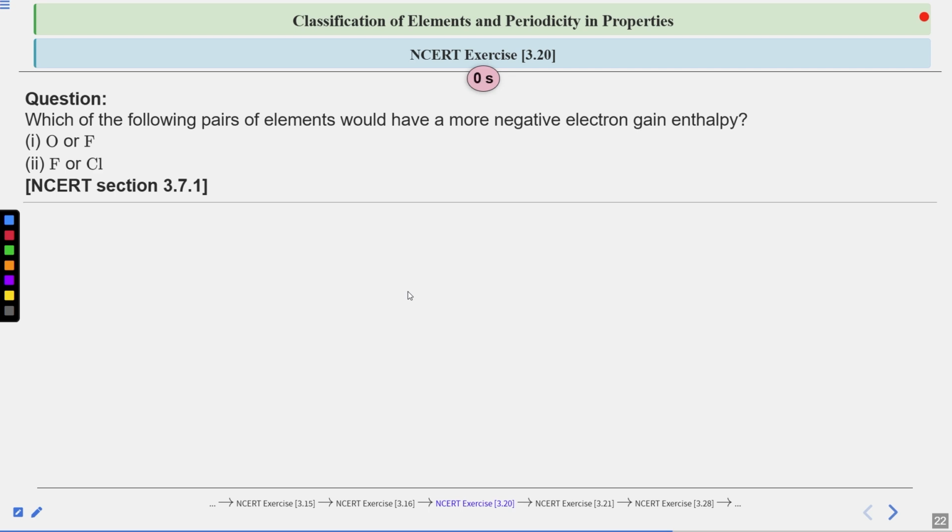Now, if I look at the first question, what would be the answer? It would be fluorine. For the second one, it would be chlorine. What is the reason behind it? Let us talk about it.